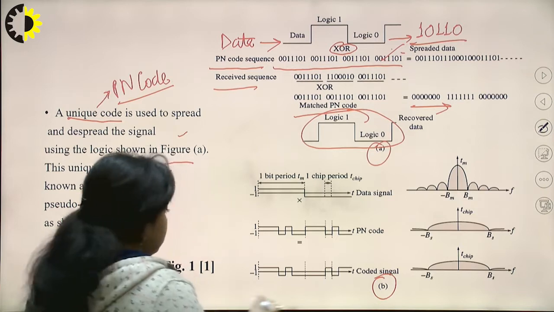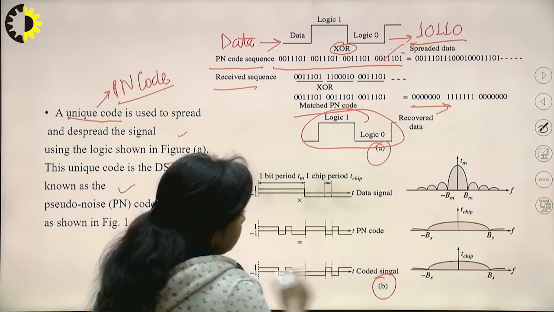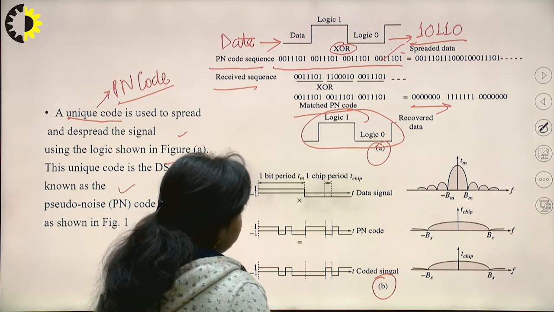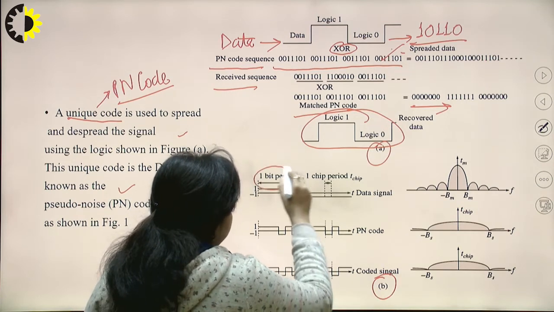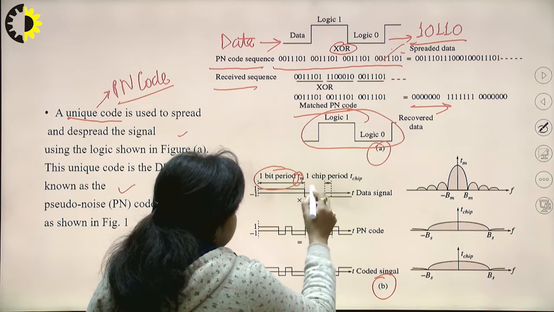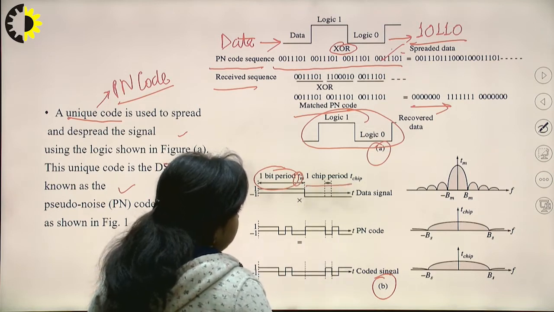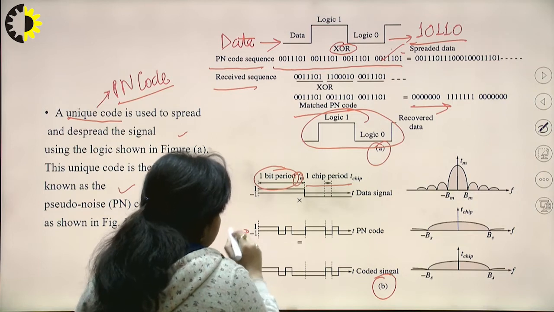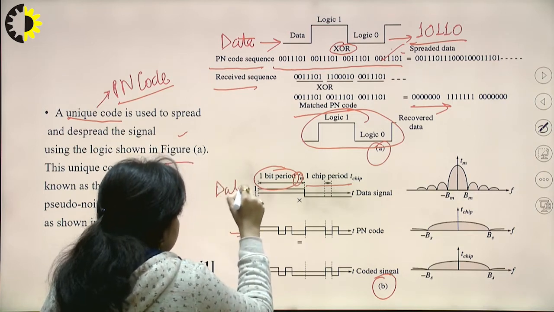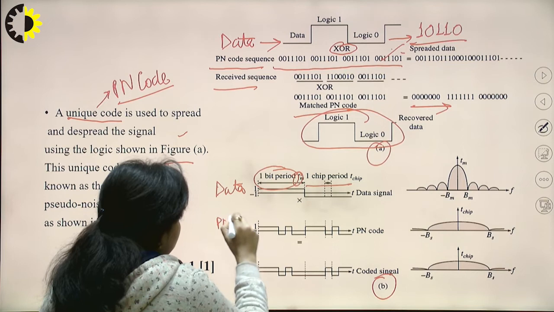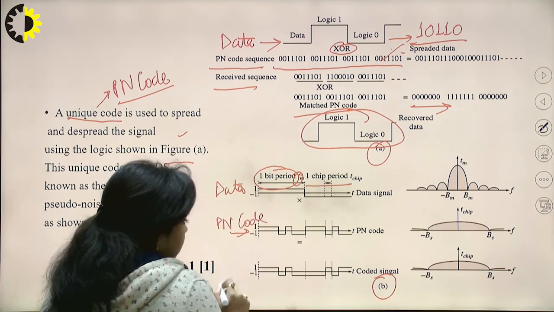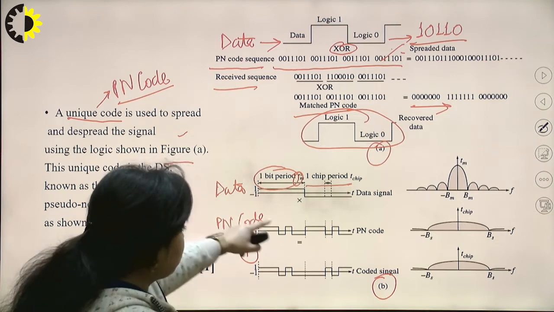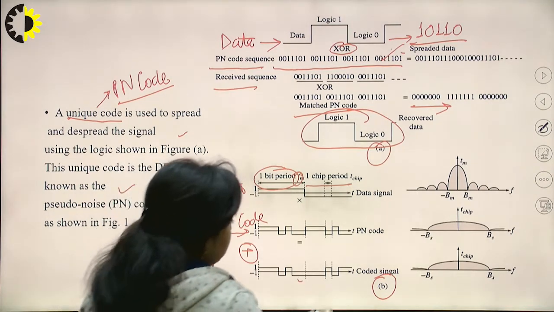Now, this is the second diagram, diagram B, and this is basically showing the spectrum. You can see that this is the 1 bit duration, denoted by TM, and this is 1 chip period, denoted by T chip. This is the data signal, again this is the PN sequence. So, this is the data, this is the PN code, and this is the XORed data. These two are XORed together to get this signal. So, this is the coded signal.